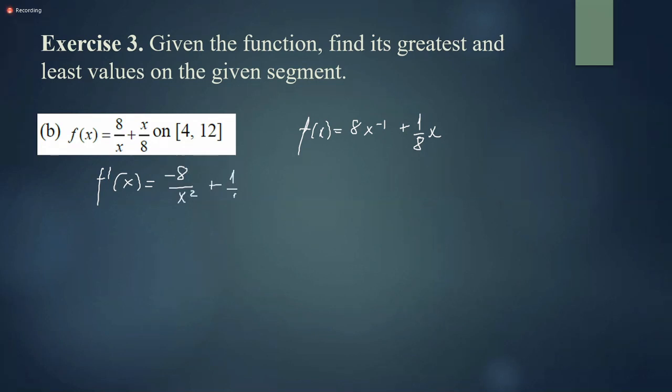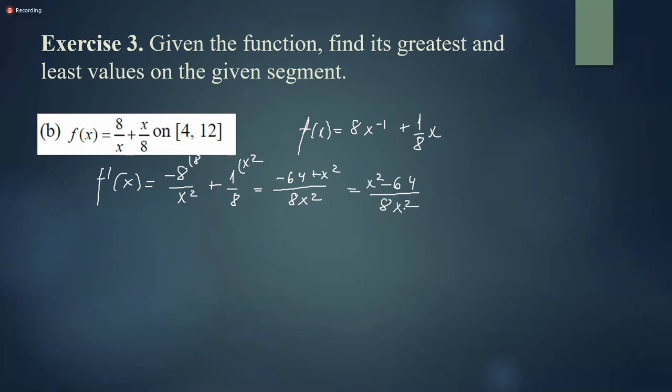And again, to see the critical points, we have to pull these two terms together on the same line, on the same denominator. So the common denominator is 8x squared. Then we have minus, so we have multiplied by 8, minus 64. Here we multiply by x squared, so that's plus x squared. So we see x squared minus 64 divided by 8x squared.